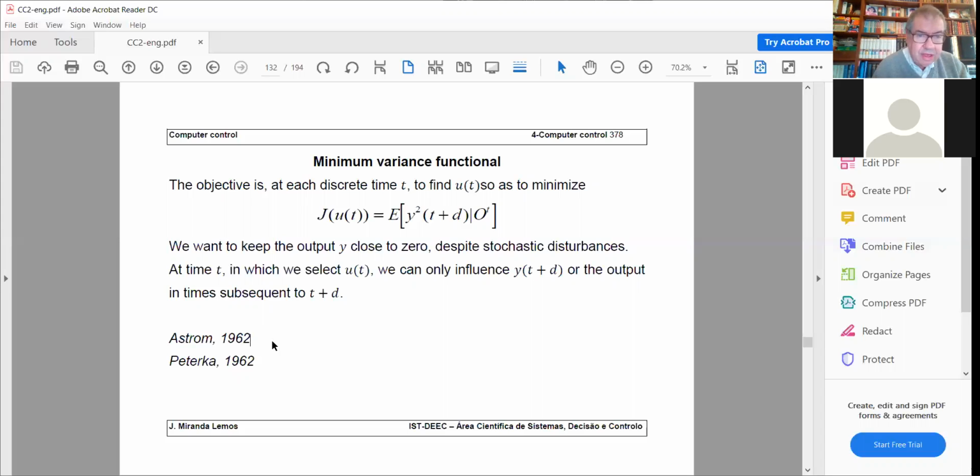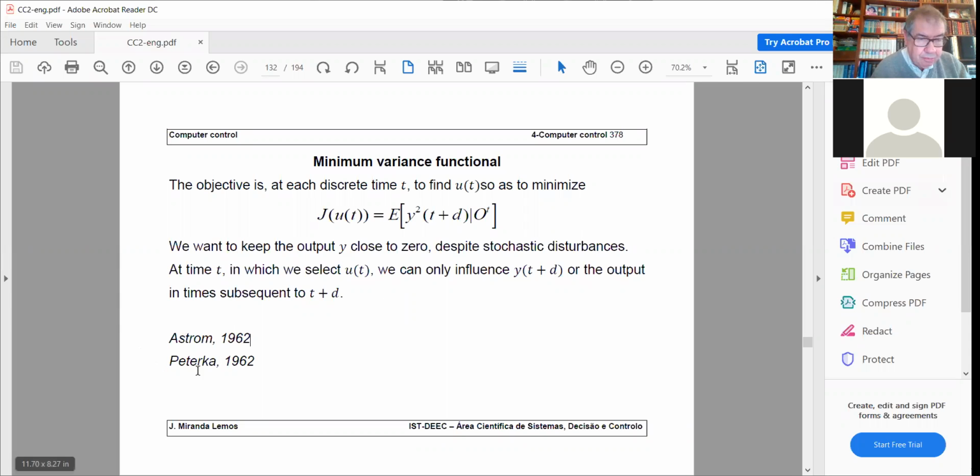Okay, and he invented this control law, the minimum variance control law. Okay, so the minimum variance, why? Because you are minimizing the variance of the output. Remember, it's the conditioned variance. It's not a steady state variance.